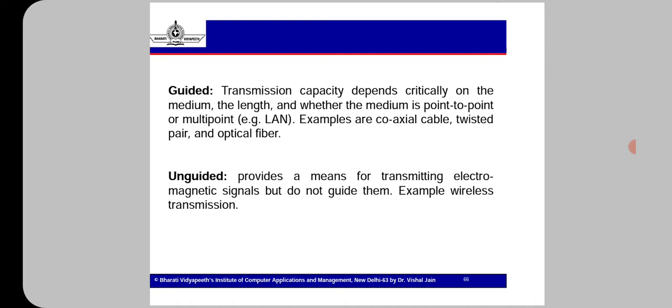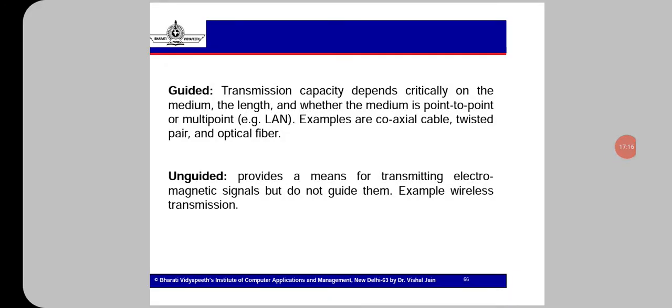So, in guided media, transmission capacity depends critically on the medium used, means the type of media or medium used, and the length, and whether the medium is point to point or single point or multi point devices, etc. Similarly, examples are coaxial cables, twisted pair cables, and optical fiber cables, like that. So, in guided media, some physical medium is required to transmit data or information in a network.